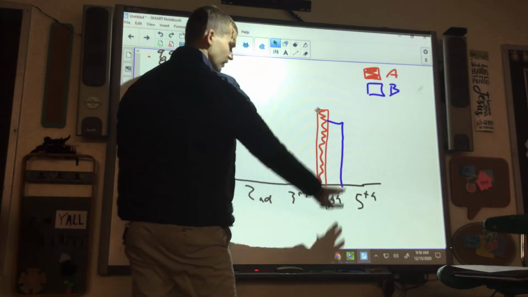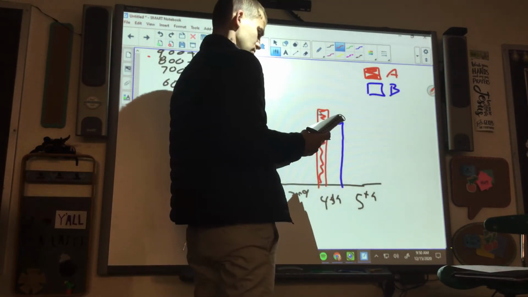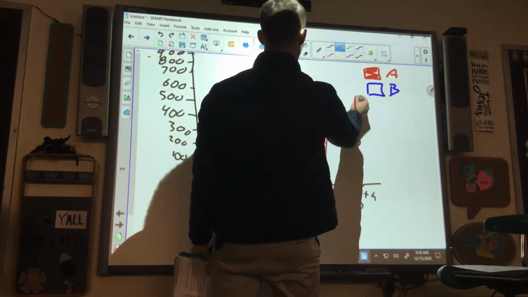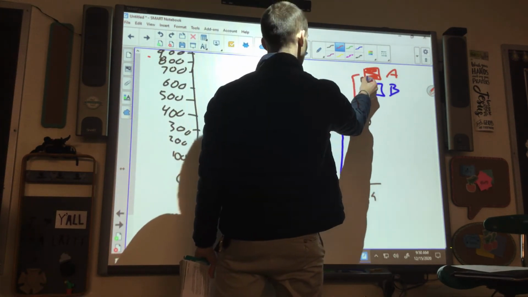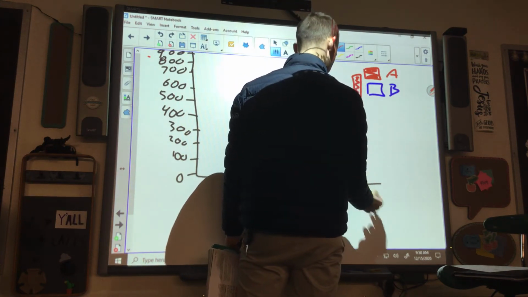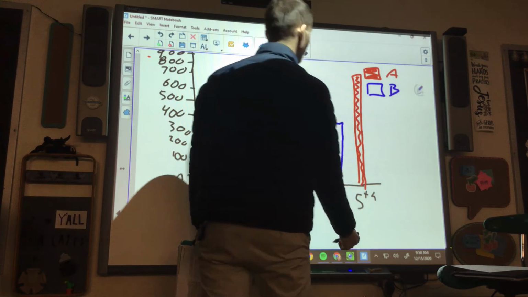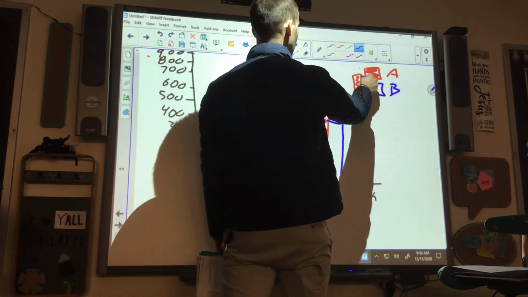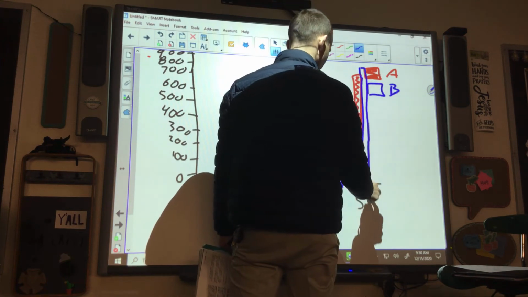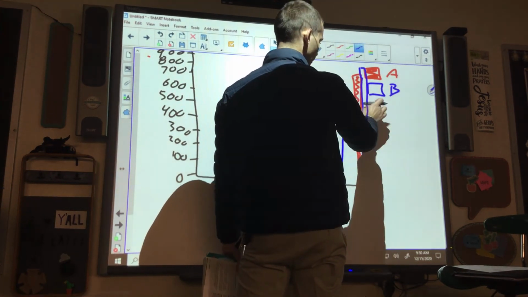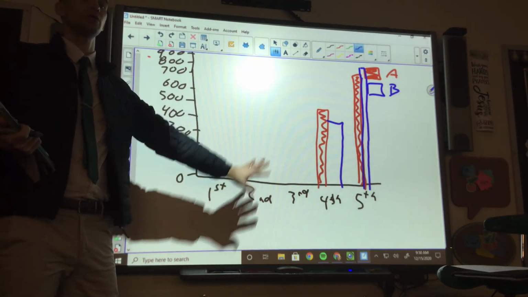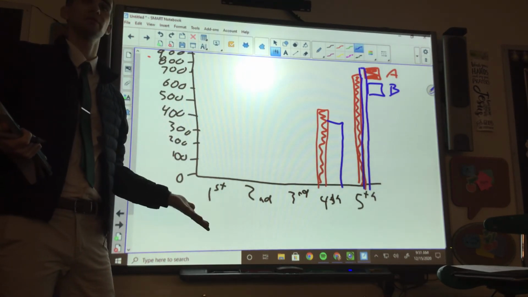And then fifth hour is what? 750 for the first one. The second one is 800. Okay, now obviously I made a mistake here by putting this still close here because I don't want these to be that skinny. But you guys can kind of see, I want them to be neat, but they don't need to be fancy.